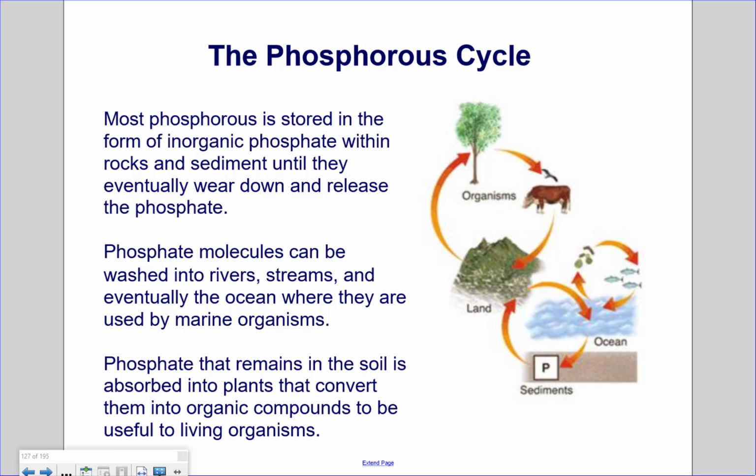The phosphorus cycle. Most phosphorus is stored in the form of inorganic phosphate within rocks and sediment until they eventually wear down and release the phosphate. Phosphate molecules can be washed into rivers, streams, and eventually the ocean where they are used by marine organisms. Phosphate that remains in the soil is absorbed into plants that convert them into organic compounds to be useful in living organisms.